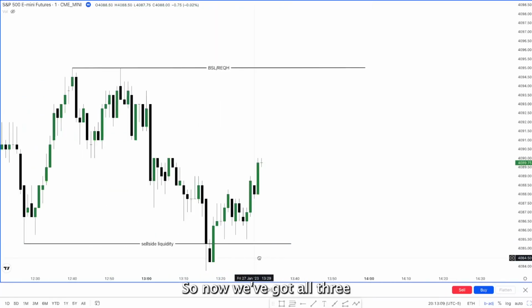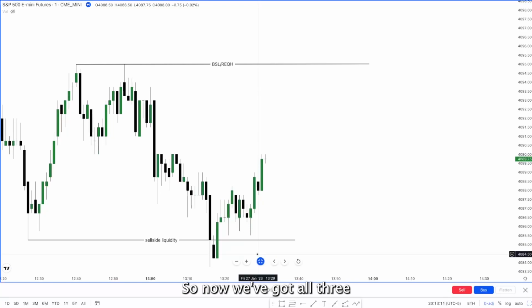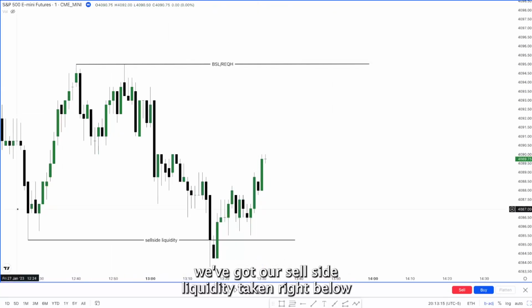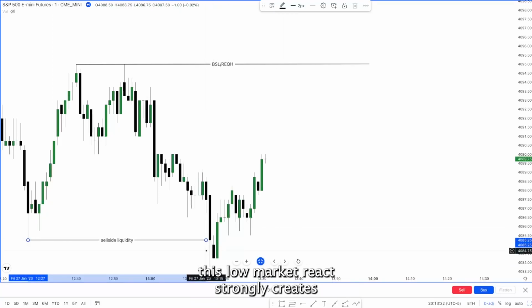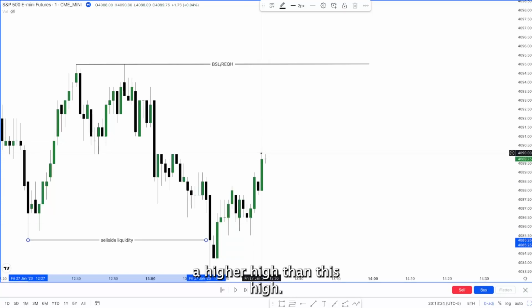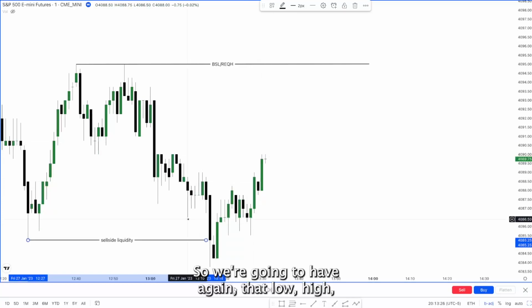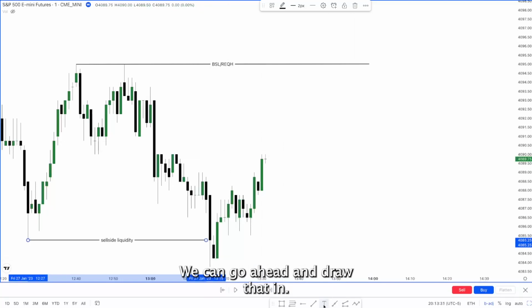Okay, so now we've got all three things that we're looking for, right? We've got our buy side liquidity. We've got our sell side liquidity taken right below this low. Market reacts strongly, creates a higher high than this high, right? So we're going to have, again, that low, high, lower low, higher high structure. We can go ahead and draw that in.